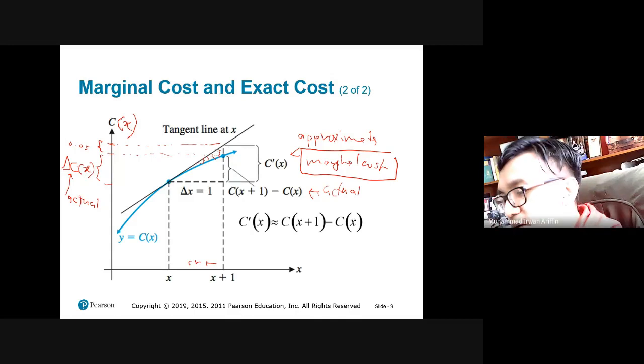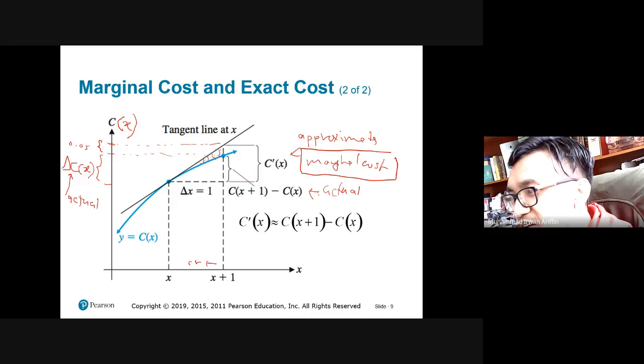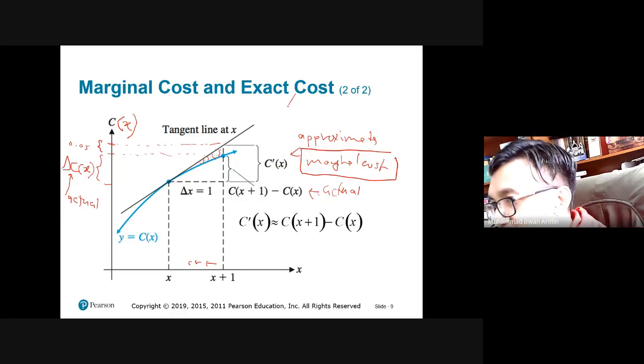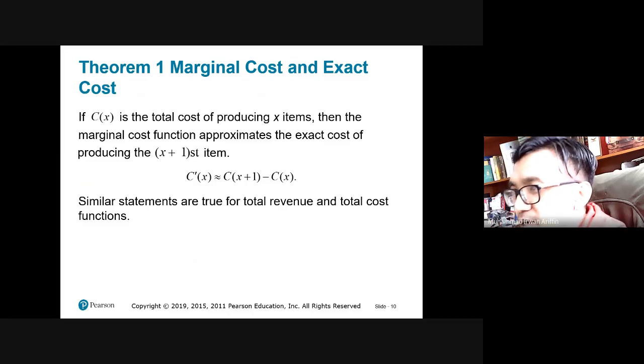Okay, so I hope so far the explanation on the application as well as this graph would already be more than enough to make you understand the concept of derivative. The difference between marginal cost and exact additional cost: this is the exact additional cost when we add one more unit of quantity produced. So this gives us theorem one.